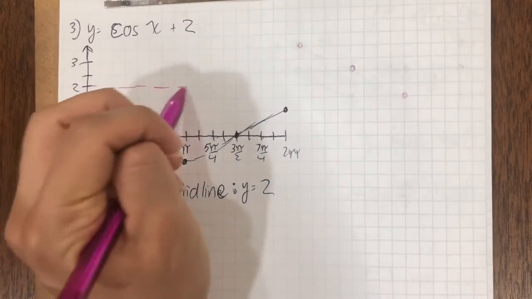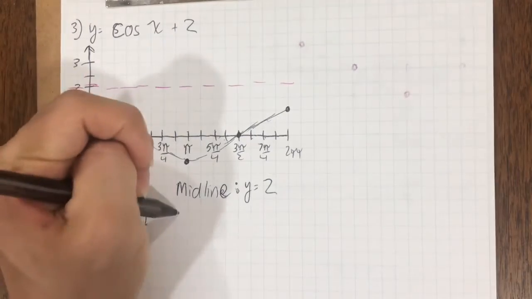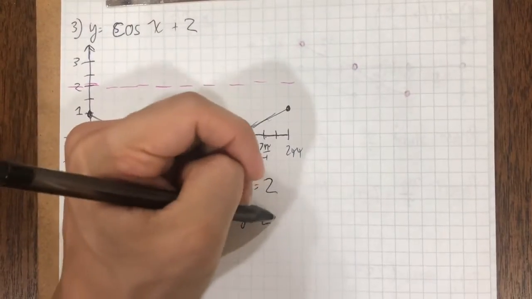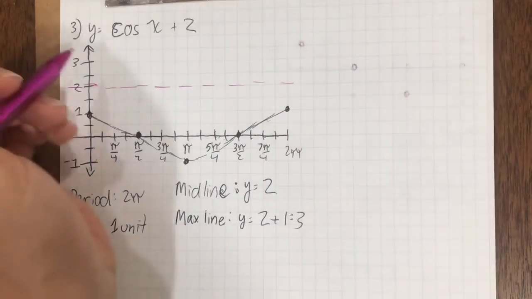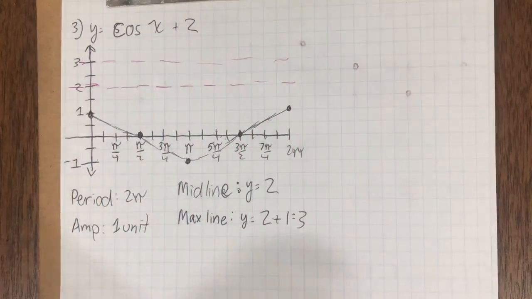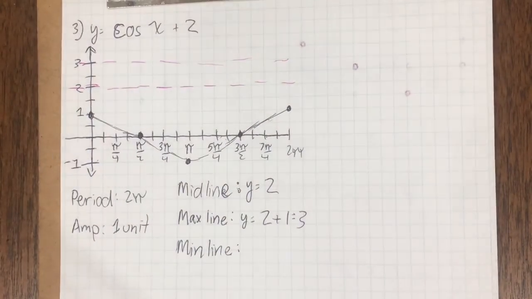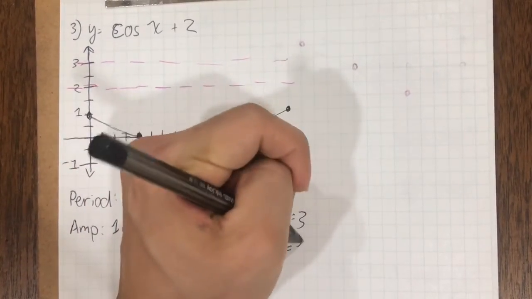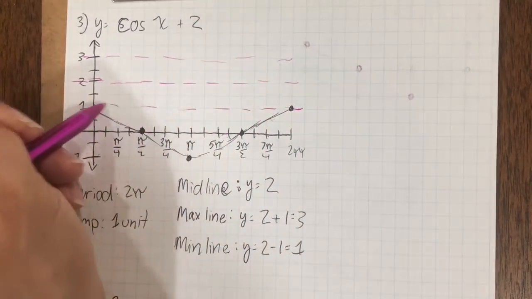So I'm going to draw a dashed line going through the midline. So now I have the max and the min line. So max line, I take my 2 and I add it to the amplitude, which is 1 unit, is 3. So my max line is 3. And then we have the min line. So for the min line, I take 2 and then I subtract 1, I get 1. So all the minimum points are going to be at y equals to 1.